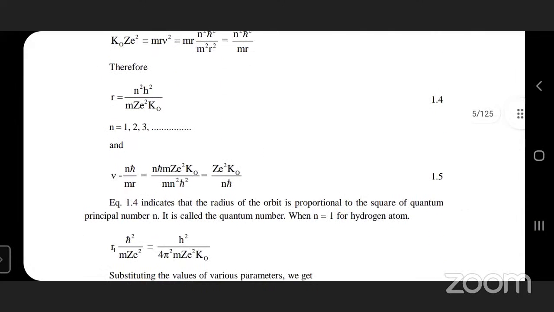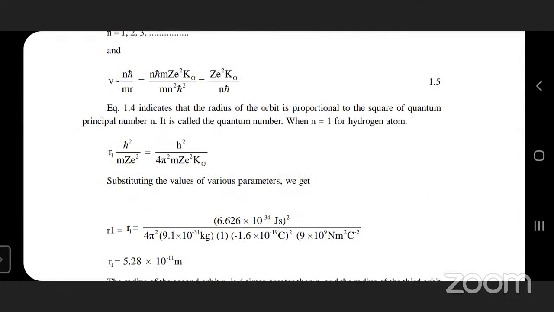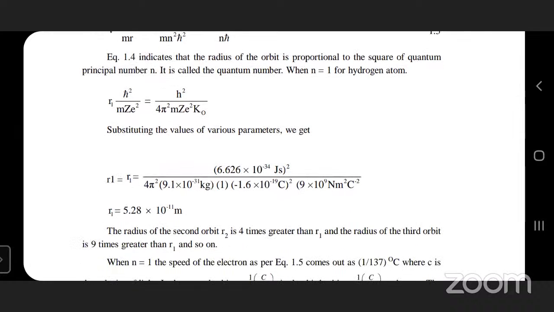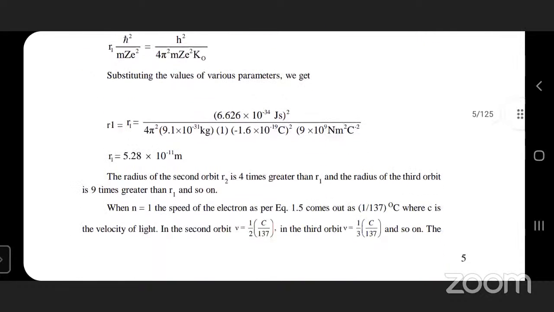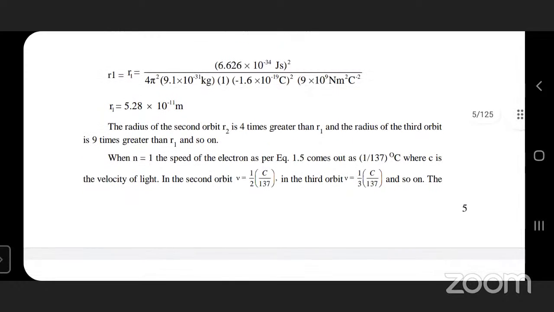By doing this calculation, we get the radius of the orbit, which is always proportional to the square of the principal quantum number n square. That is called a quantum number, and n equals 1 relates to the hydrogen atom. By substituting these equations, you get the radius of the first orbit, which is 5.28 into 10 power minus 11 meters.